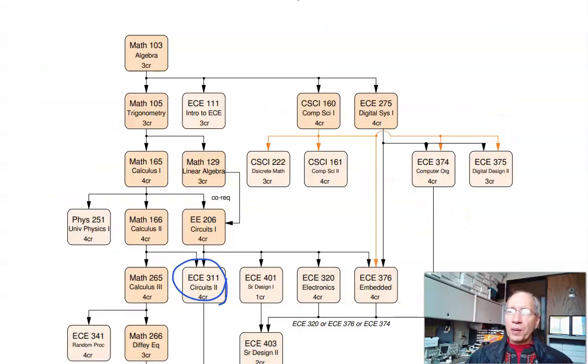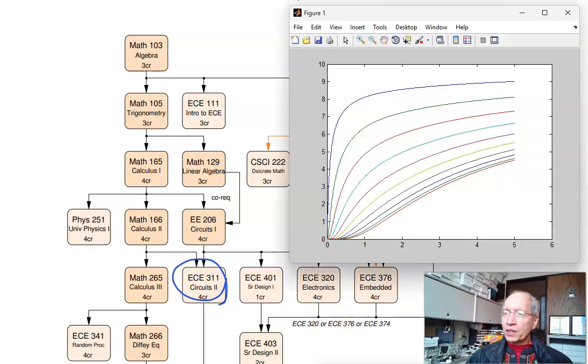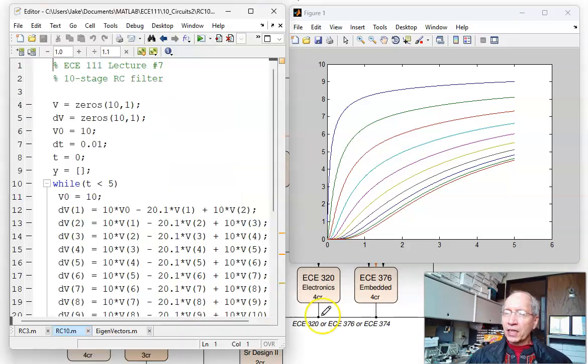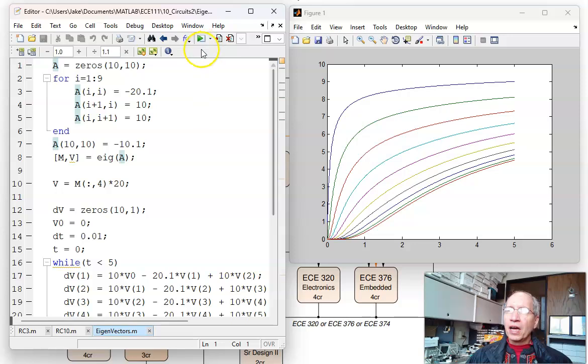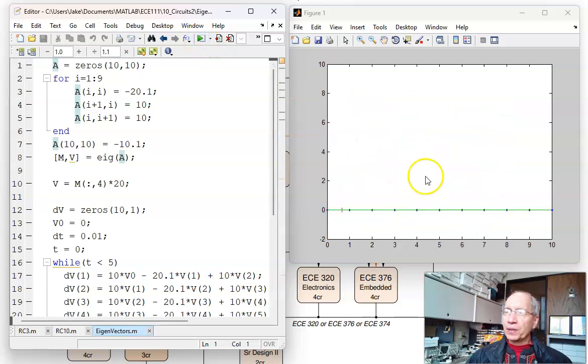When you take Math 129, linear algebra, they mention eigenvalues, eigenvectors. Very few people know what eigenvalues are. Even fewer know what eigenvectors are. Well, in this lecture, we're actually going to look at what eigenvalues, eigenvectors are. Eigenvalues tell you how it behaves. Eigenvectors tell you what behaves that way.